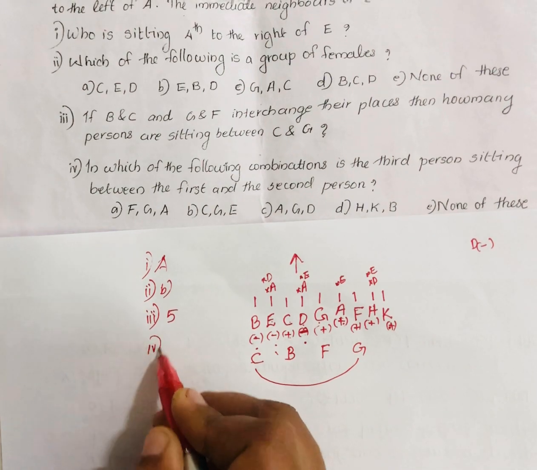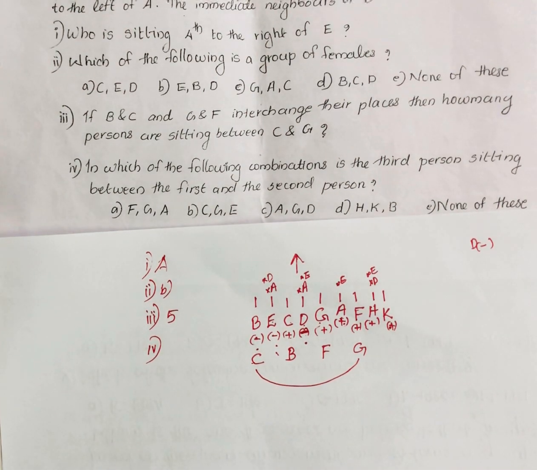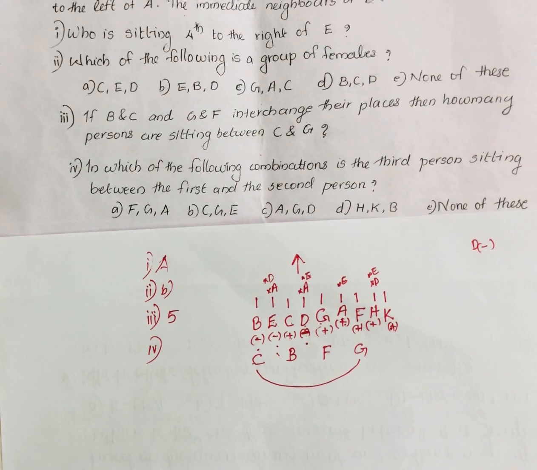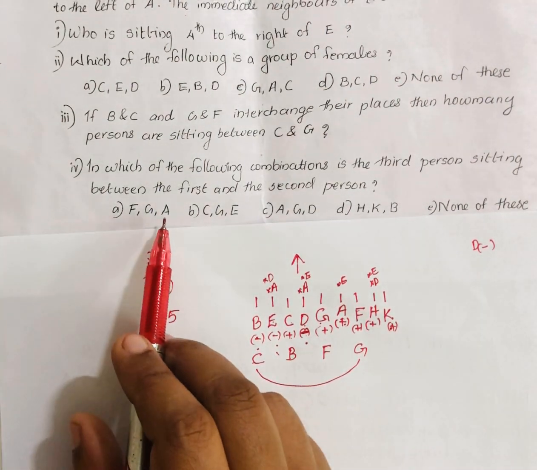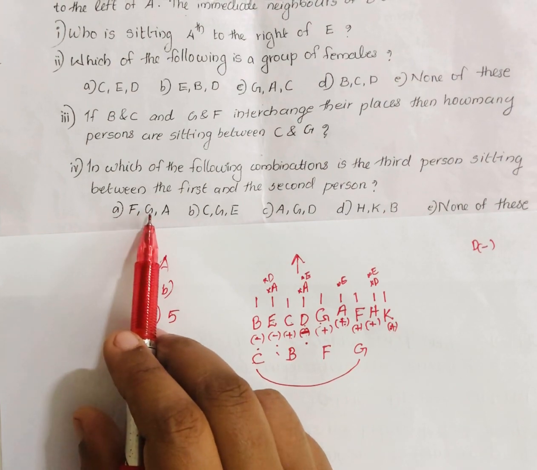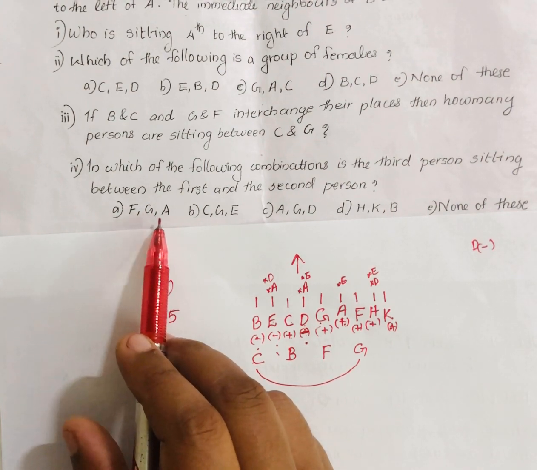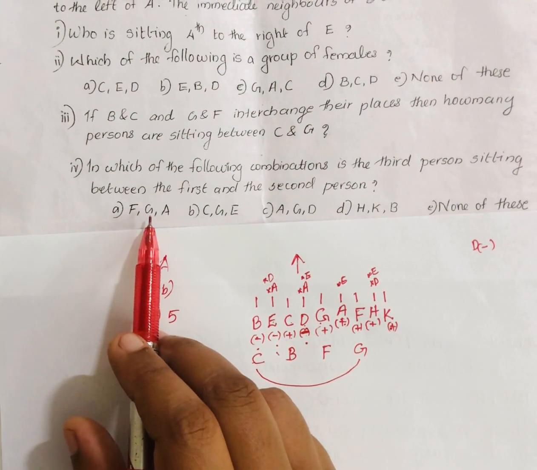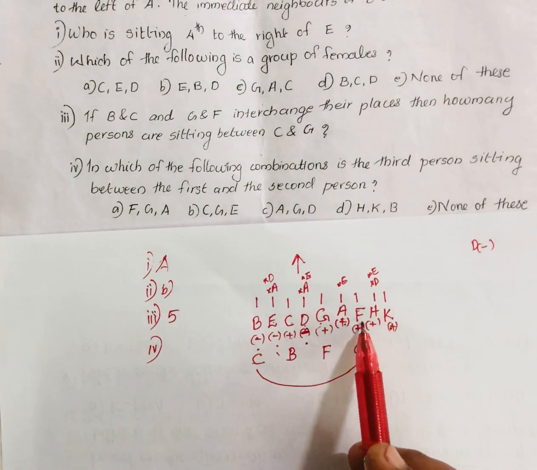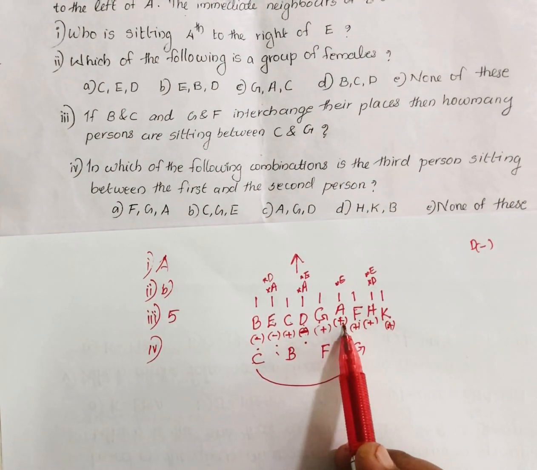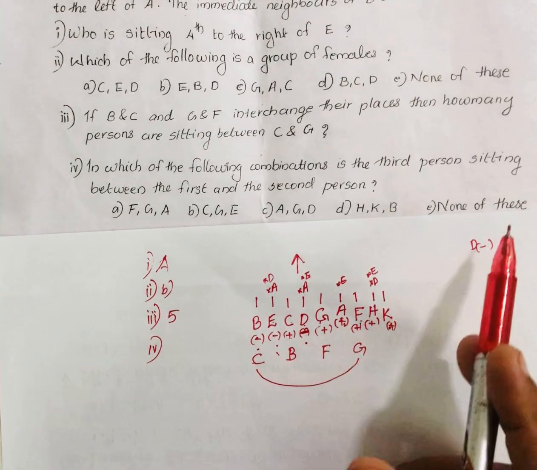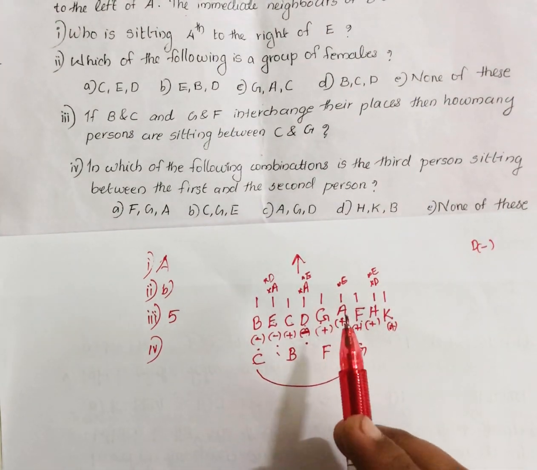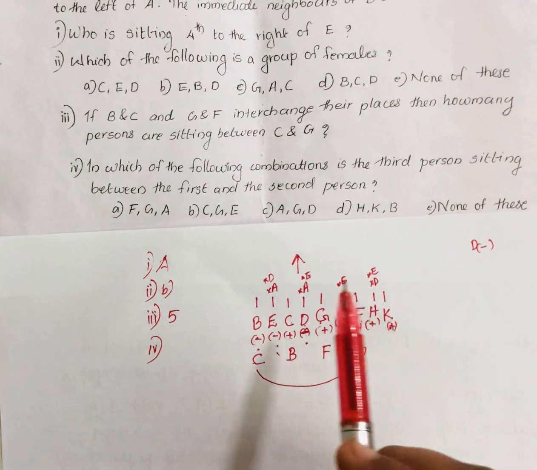Then next question, in which of the following combinations is the third person sitting between the first and the second person? Third person between first and second. That is, we have to check A between F and G. Here F, G, A is between F and G. So first option is correct, but we have to check the remaining options also.